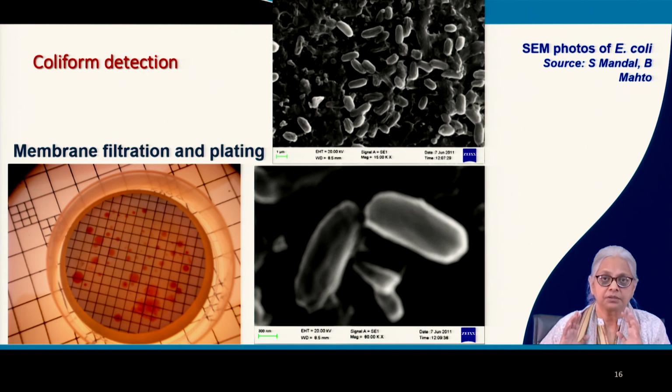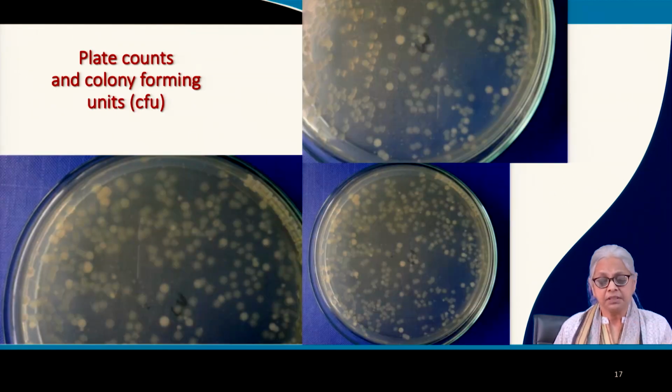However, from the point of view of standard methods, we stick to the idea of colony forming units, keeping in mind that each colony forming unit may represent more than a single cell. In any case, it represents at the minimum a single cell. The others are SEM photos, which I've already shown you in the previous module. These are plate counts and these are colony forming units.